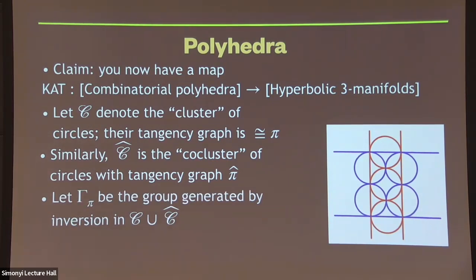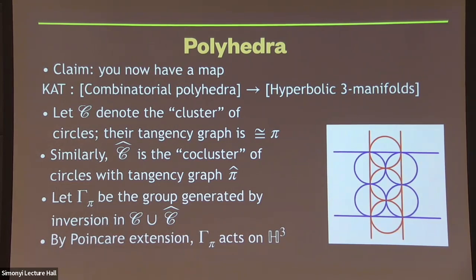So you take the group generated by inversion in both the cluster and co-cluster, and you extend that from an action in the plane to an action in hyperbolic 3-space. This is just a standard Poincaré extension. So far, so good? Let's just see that a little bit more clearly.